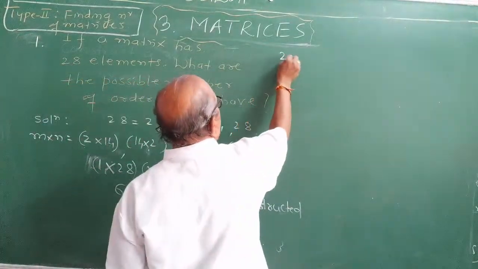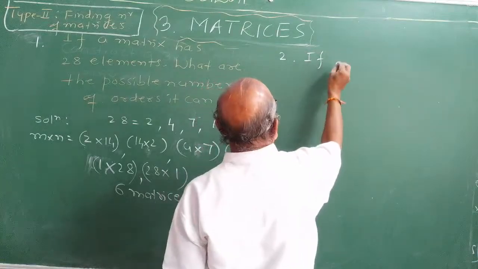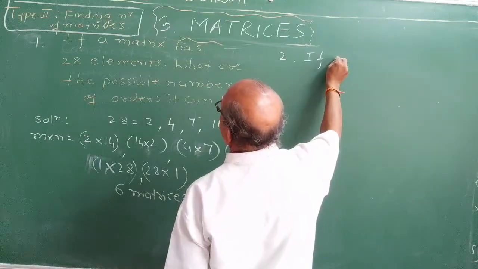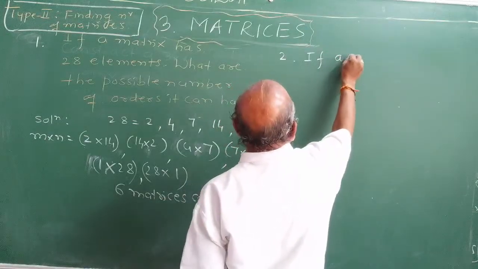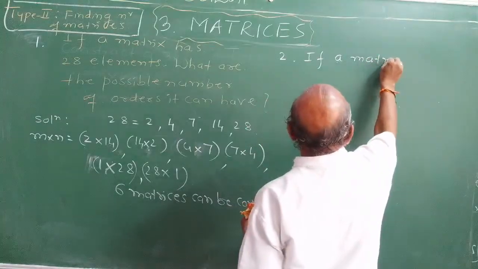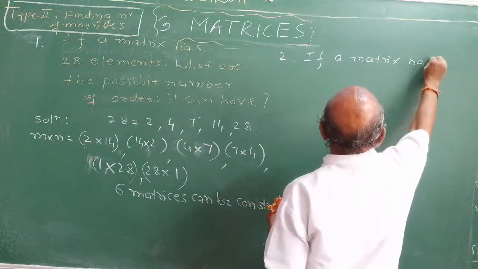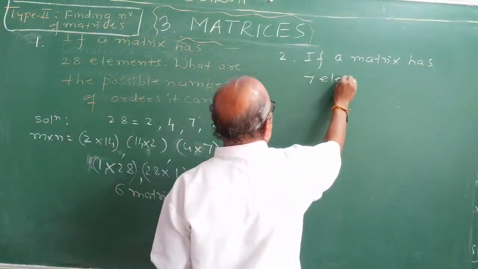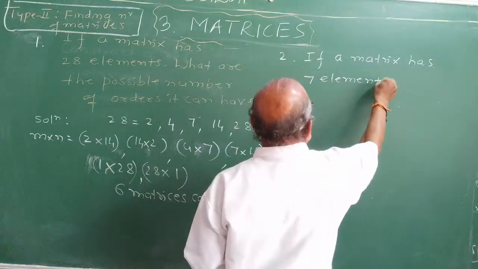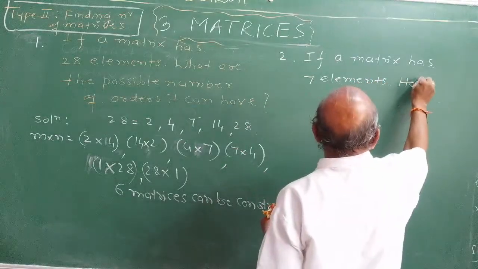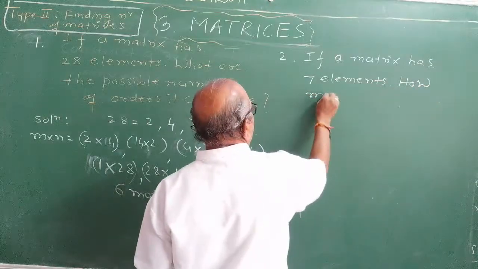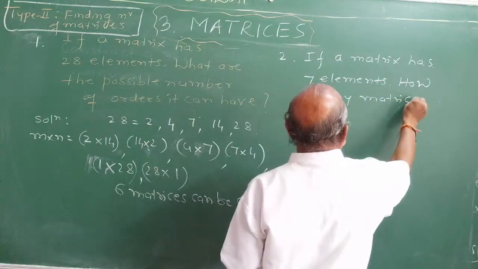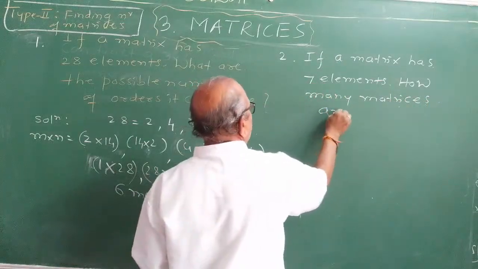Another question to you. If a matrix has 7 elements, how many matrices are possible? How many matrices are possible?